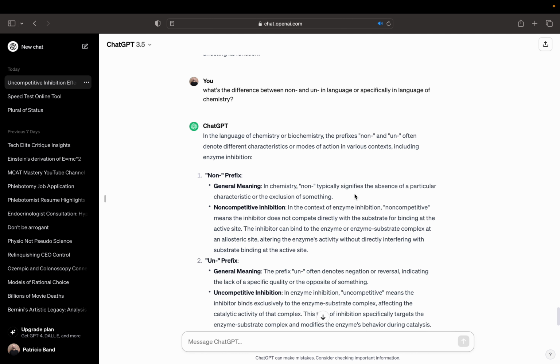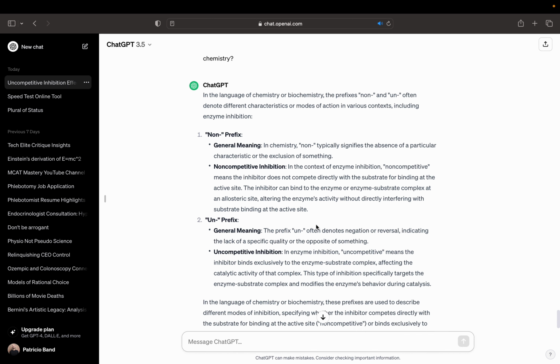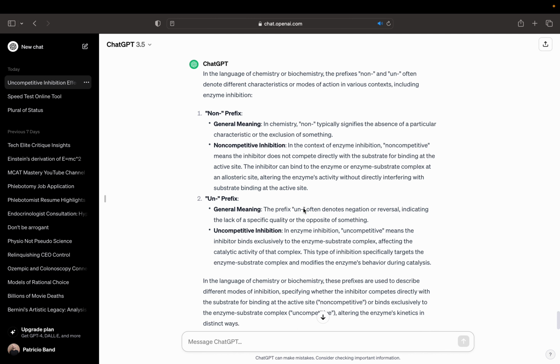So non signifies the absence of a particular characteristic or the exclusion of something. In the context of enzyme inhibition, non-competitive means the inhibitor does not compete directly with the substrate for binding at the active site. Un often denotes negation or reversal, indicating the lack of a specific quality or the opposite of something. So uncompetitive means it binds exclusively to the enzyme substrate complex, affecting the catalytic activity of that complex.